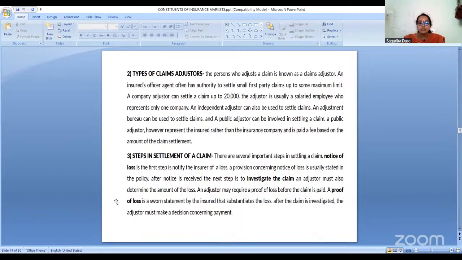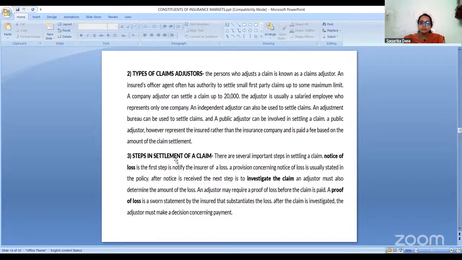A proof of loss is a sworn statement by the insured of the substance of loss. After the claim is investigated, the adjuster must make the decision concerning the payment. As I told you, we have to submit a proof of loss. After we submit it, the adjuster investigates how much the substantial loss is, and he will make a decision regarding how much payment must be made.